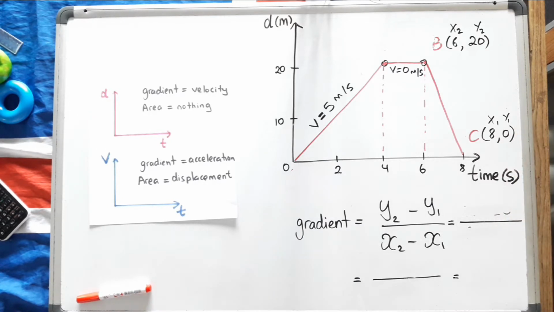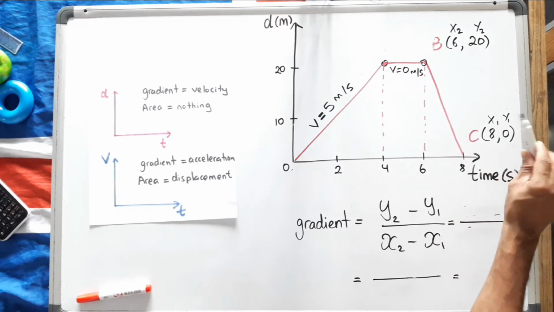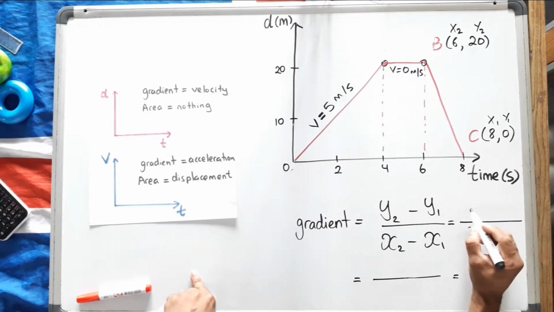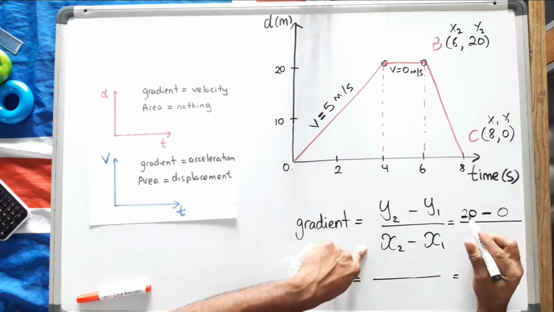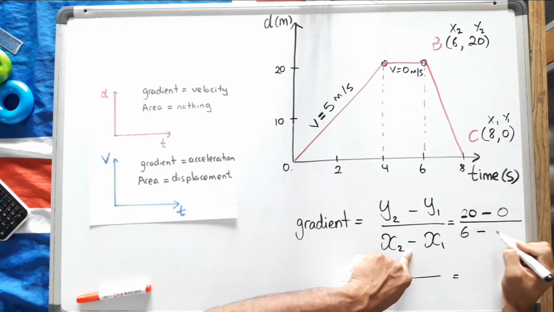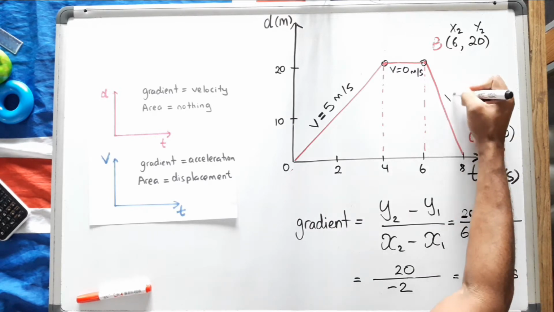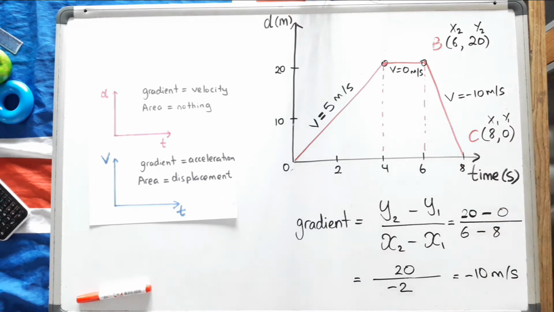Like I keep telling students, when you have 2 points on the line, it doesn't matter which one you call x1 and y1. The other one just becomes x2 and y2. So let's see what happens between B and C. y2 is 20 minus y1, which is 0. x2 is 6 minus x1, which is 8. 20 minus 0 is 20. 6 minus 8 is minus 2. When you divide a positive by a negative, we get minus 10 meters per second. So our velocity between B and C is minus 10 meters per second.